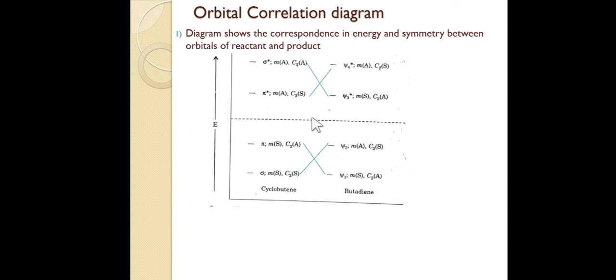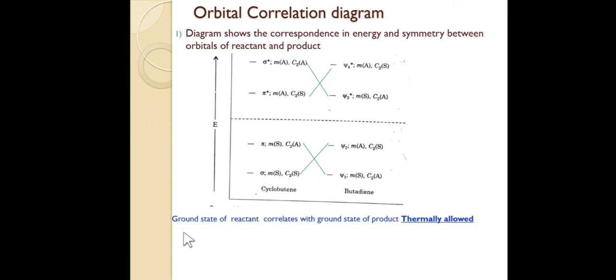So what conclusions can we draw from this orbital correlation diagram? There are two conclusions we can draw. The first one is, if the ground state of the reactant correlates with the ground state of the product, it is thermally allowed. Again I repeat, the ground state, that is this one, for this butadiene has two electrons over here, two electrons over here. So this is the ground state.